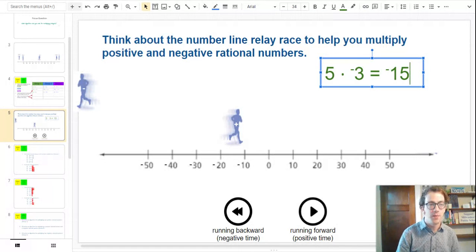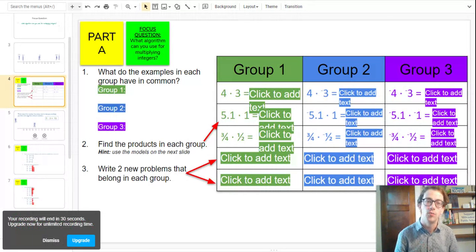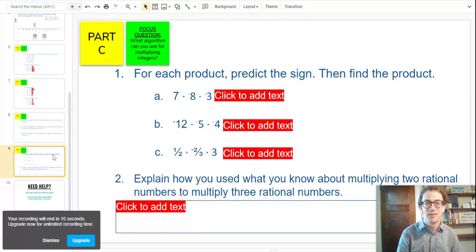I want you to use this strategy, paying attention to how far are they going, in which direction, and for how long. Pressing play or rewind. Use those strategies to start filling in what are all of these products so that we can look for the patterns. Remember, to find the algorithm, you're going to have to pay attention to what's the pattern, what's happening in all of the group 1 equations, what's the pattern in all of the group 2 and group 3 equations to write those algorithms. Make your way through part A, B, and C. Part B, you're just putting down that algorithm that you're paying attention to. In part C, you're going to extend it and practice using it. Good luck.